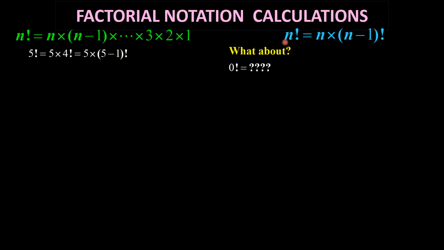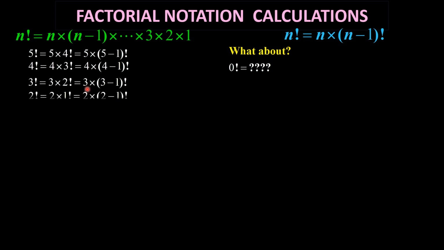So 5 factorial is 5 times 4 factorial, and that 4 can be written as 5 minus 1, right? Similarly, 4 factorial is 4 times 3 factorial, and 3 is the same as 4 minus 1. Let's see a pattern here. The next one, 3 factorial is 3 times 2 factorial, and 2 is actually 3 minus 1, right? The next one, there you can see 2, so there we have a pattern: 5 minus 1, 4 minus 1, 3 minus 1, 2 minus 1.